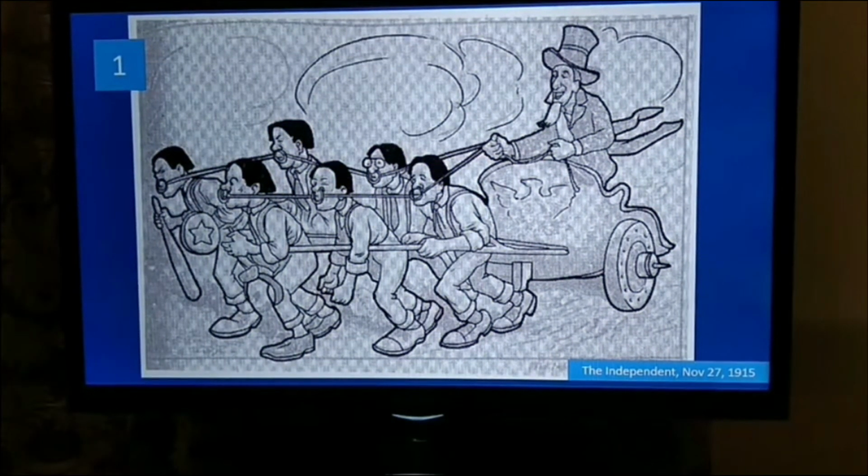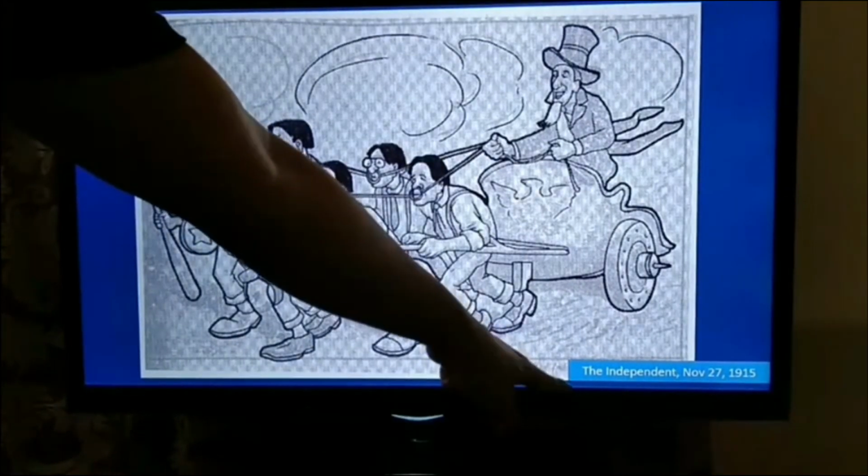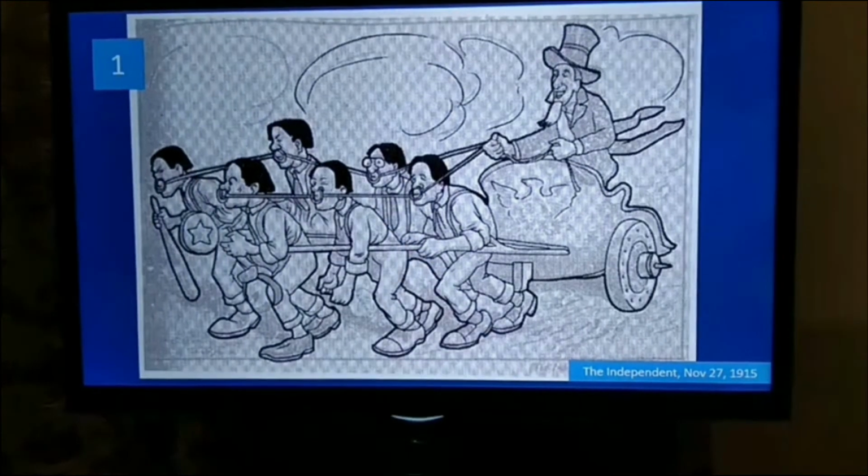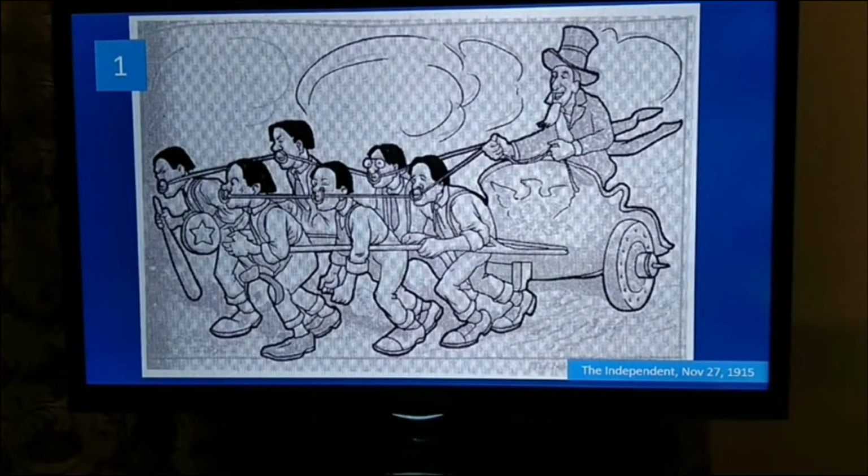Look at it carefully. Look at the people. As you can see, at the bottom is the name of the newspaper, The Independent. That's the old La Independencia. And the date is November 27, 1915. Wow, this is more than 100 years old. And who are the people in the figure?